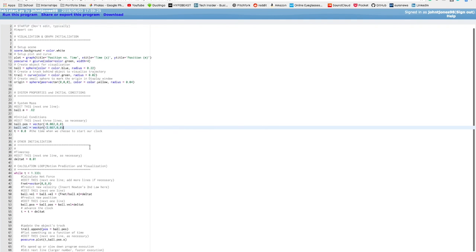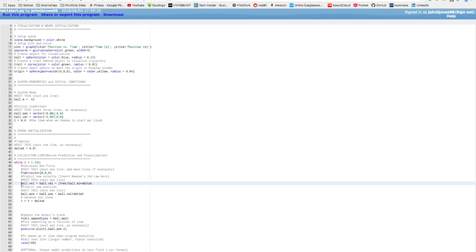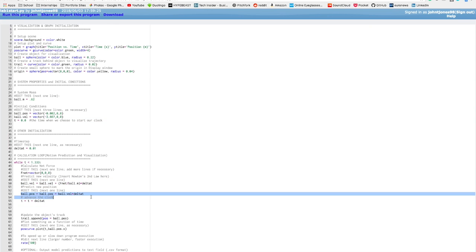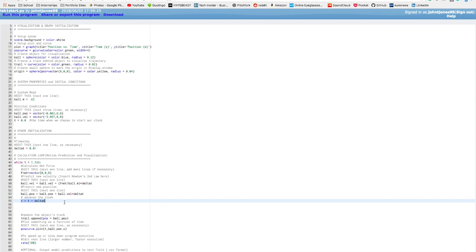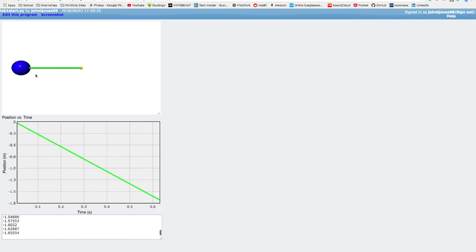We will use an iterative approach to predict the motion of our ball. We use Newton's second law to get our new velocity and then use the new velocity to predict the new position. We will do this every 0.01 seconds to predict the motion. We will stop at 1.333 seconds as that is when the Tracker stopped tracking the ball. Let's run it. As you will see, it moves in the same direction as our observed basketball.